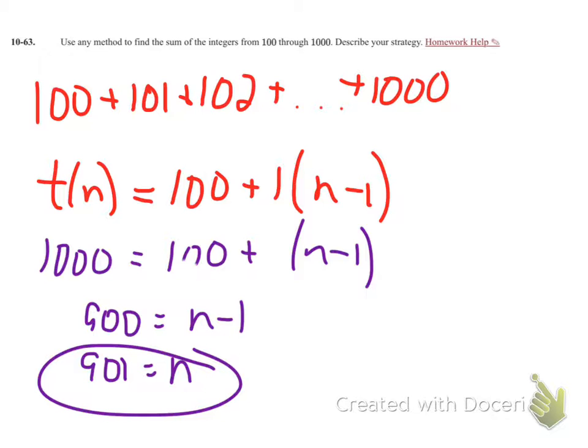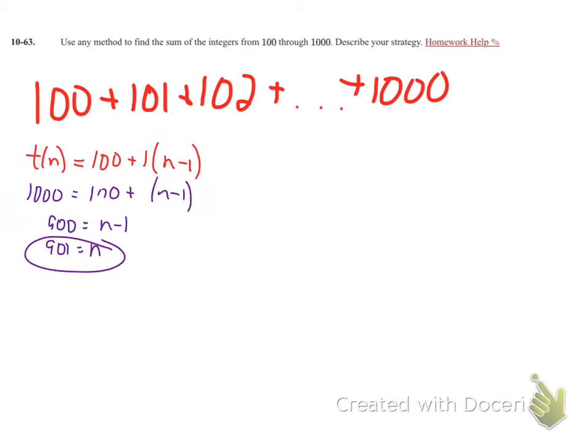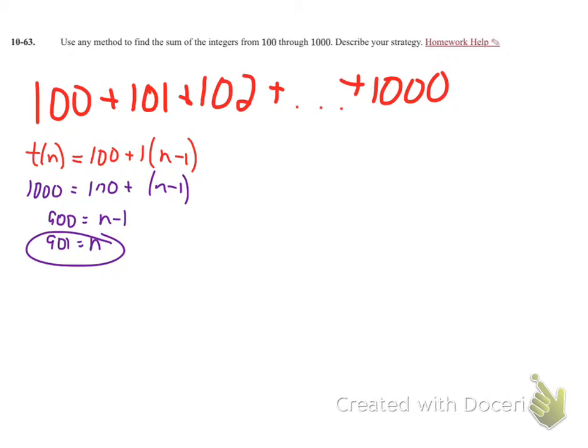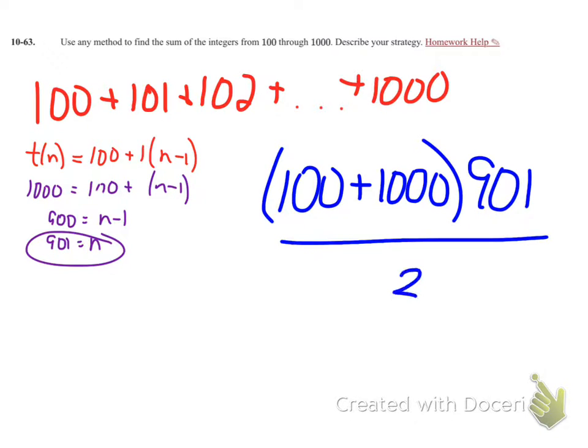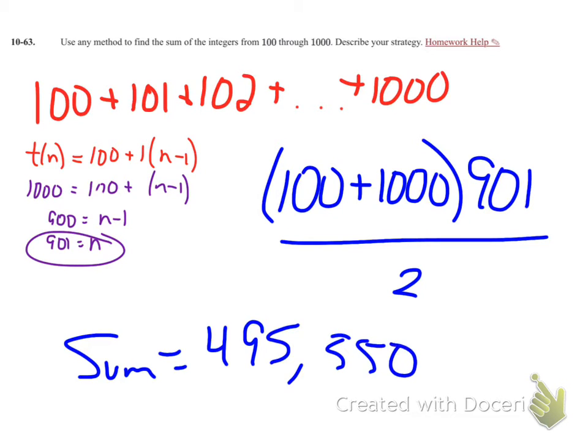So now that I have that piece of information, I can go through and take my first term plus my last term times 901 over 2. Using the old calculating device, I get the sum to equal 495,000. That is a horrible 5. 95,550. And there you go.